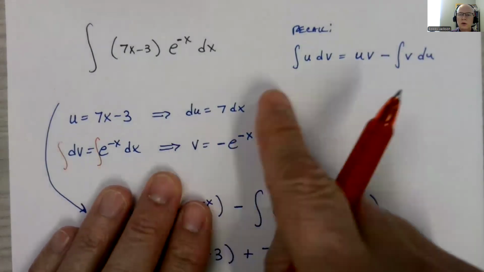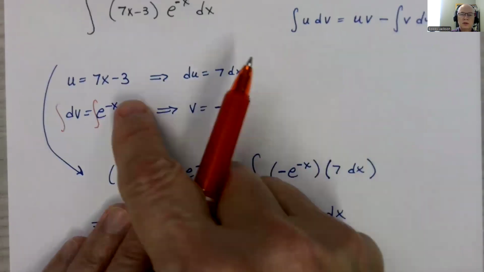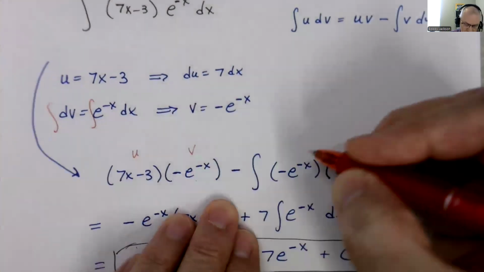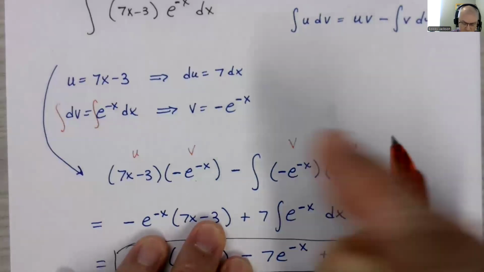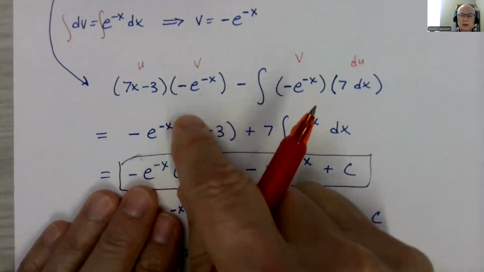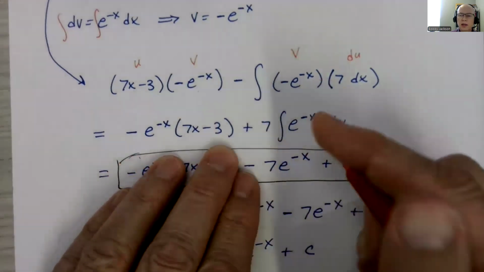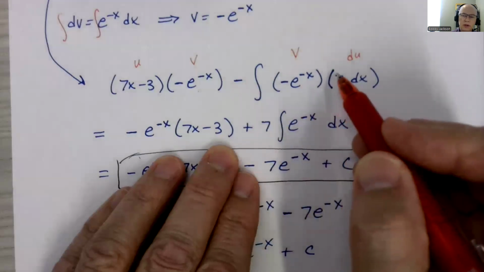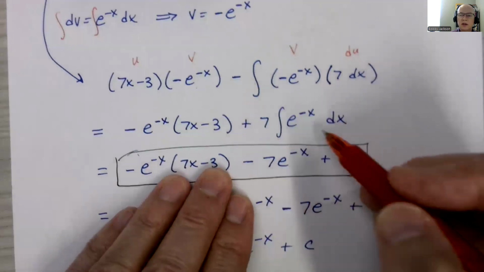Okay, so integral u dv is what we have here. It's u times v. So u is 7x minus 3, and v is that. Here's our u, here's our v, minus the integral of v, and then the du, as we set up here, was 7 dx. Just clean all this up a little bit. I'll bring the negative e to the negative x out in front, times the quantity 7x minus 3. Then I've got a negative that I'll pull out, negative 1, and a 7 I'll pull out, so negative 7 times that negative 1 is plus 7. That leaves just e to the negative x dx.